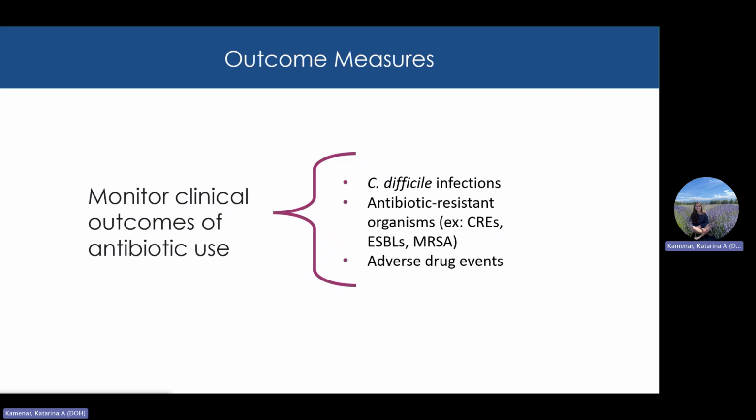That would be like the number of new C. diff infections and the number of new antimicrobial resistant infections in your facility. So things like carbapenem resistant Enterobacterales, ESBLs, MRSA. And a reminder that you only need to track one of these in order to meet the core element.